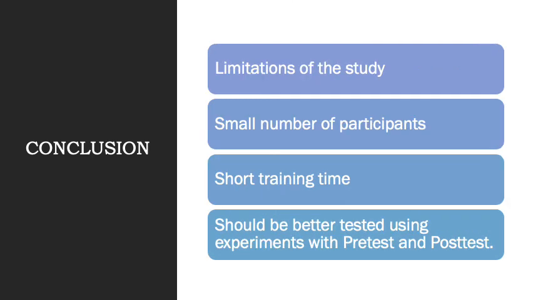About the limitations of the study, there was a very small number of participants, only 36, and in order to produce more reliable results, the research should include more participants than that. The short training time was probably also problematic, and finally, this kind of research should better be done through experiments with pre-test and post-test to actually measure the students' improvement instead of just listening to their personal evaluation.